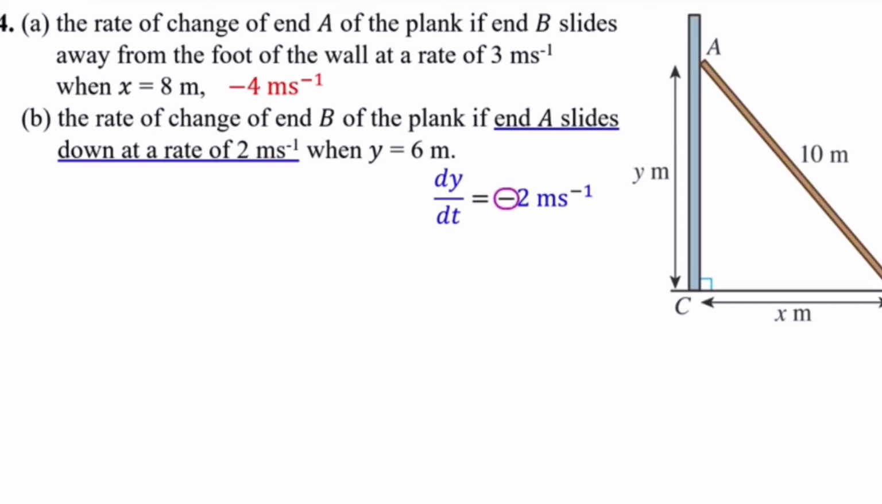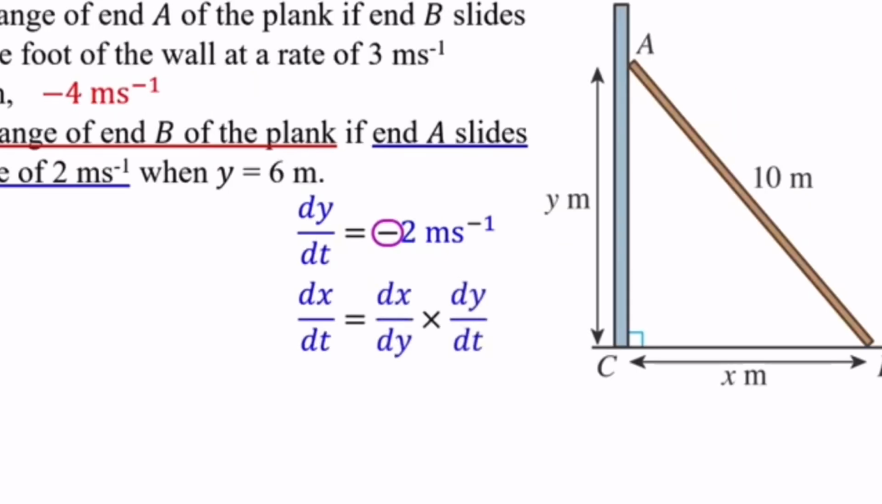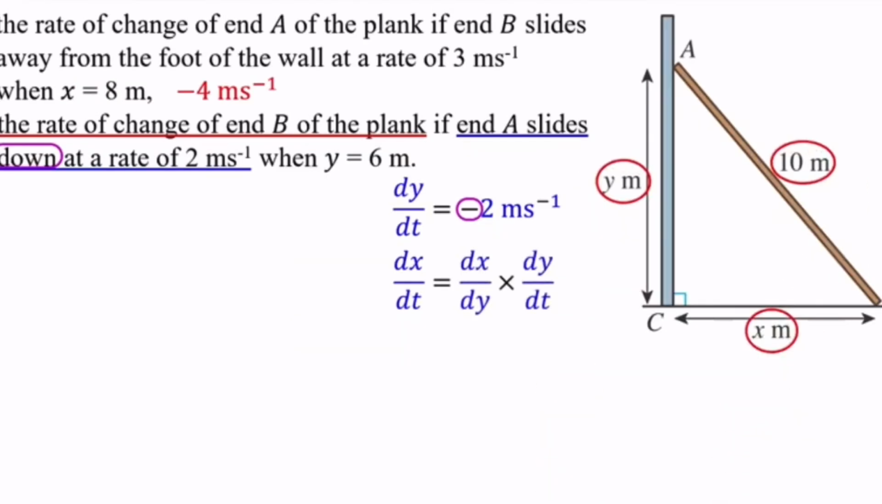So now we need to find the relationship between x and y. We can still apply x squared plus y squared equals 10 squared, Pythagoras theorem, right? Now we're asked to find the rate of change of x. So we write dx/dt equals dx/dy times dy/dt. Again, the same concept, we need to relate x and y. So we write x squared plus y squared equals 100.